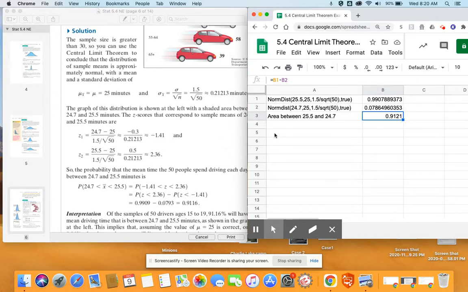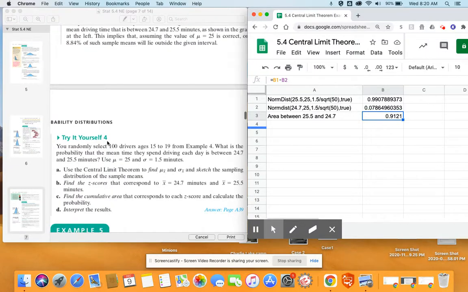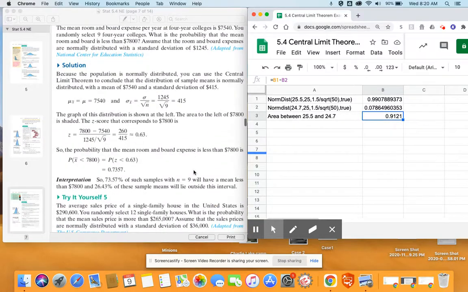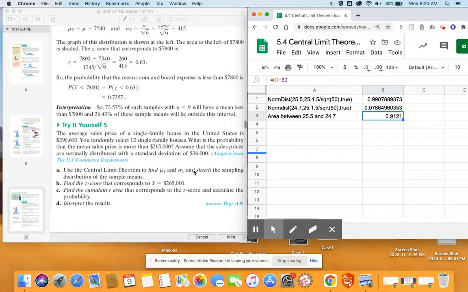You can also use an inverse norm function, and just when you put in your standard deviation, you would put in 1.5 divided by the square root of whatever your sample size is. When you get to try it yourself, they just change the sample size to 100. So you're literally doing the exact same things as this here. You're just dividing by the square root of 100 instead of the square root of 50. Mathematically speaking, that's the only calculation difference in anything we do in this section compared to the previous section. Okay, so keep that in mind.